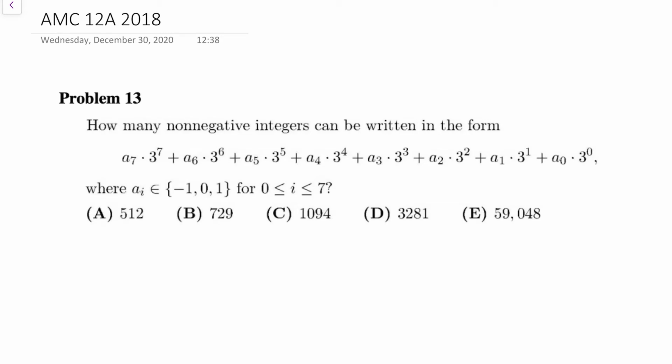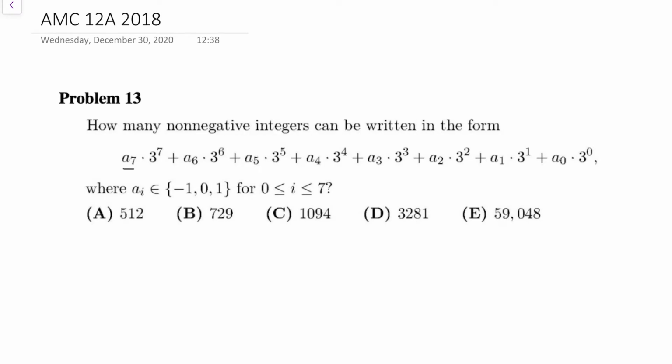Hi everyone, so today we will look at problem 13 from the same exam that I previously picked questions 17 and 18 from, which is the AMC 12A 2018. Problem 13, I wouldn't say it's a very difficult question. It's just asking about all of these combinations of numbers and then picking out the non-negative integers from them.